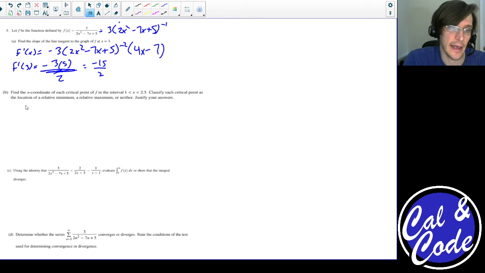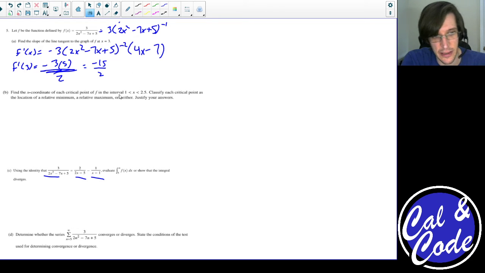Okay. Find the x-coordinate of each critical point in the interval from 1 to 2.5. If you look at this thing, it factors. They actually show us the factoring of it down in part C. The denominator of both my original function and my derivative both factor, but the only thing in the interval that they care about is whatever makes this thing equal to 0. So I'm going to set 4x minus 7 equal to 0. That gives me that x is equal to 7/4.